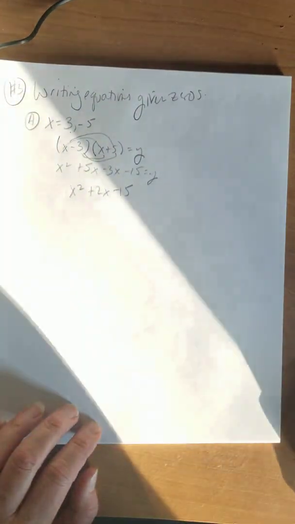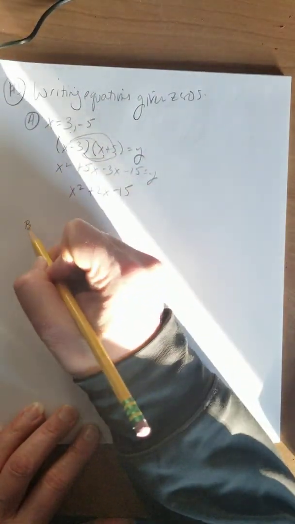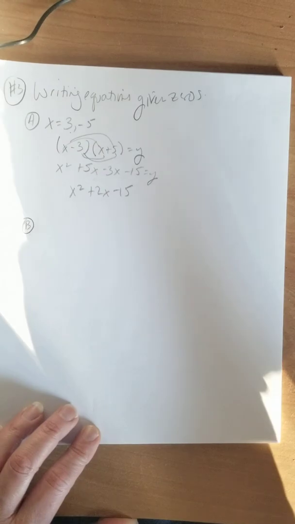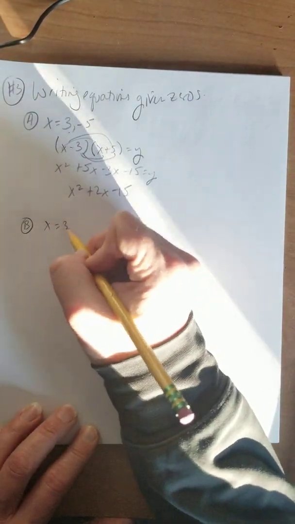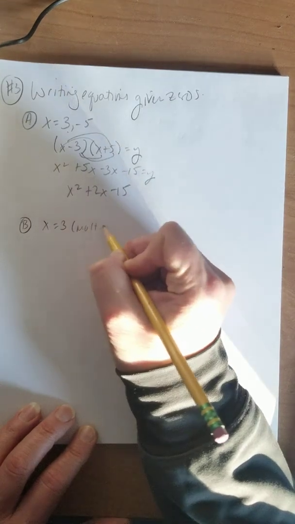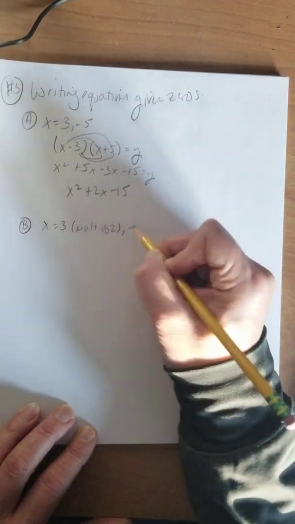All right, so that's that one. All right, so my next one. Okay, this is B. This one was a little different. I said x equals 3 has a multiplicity of 2, and then the other one is negative 1.